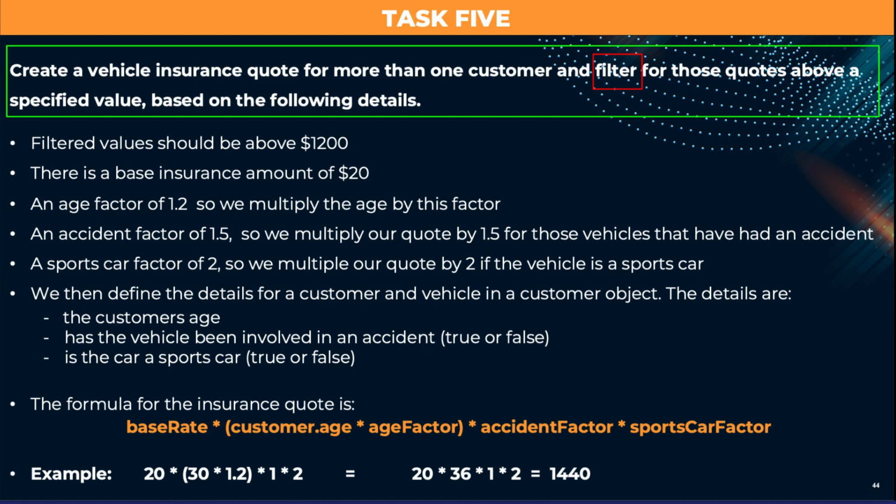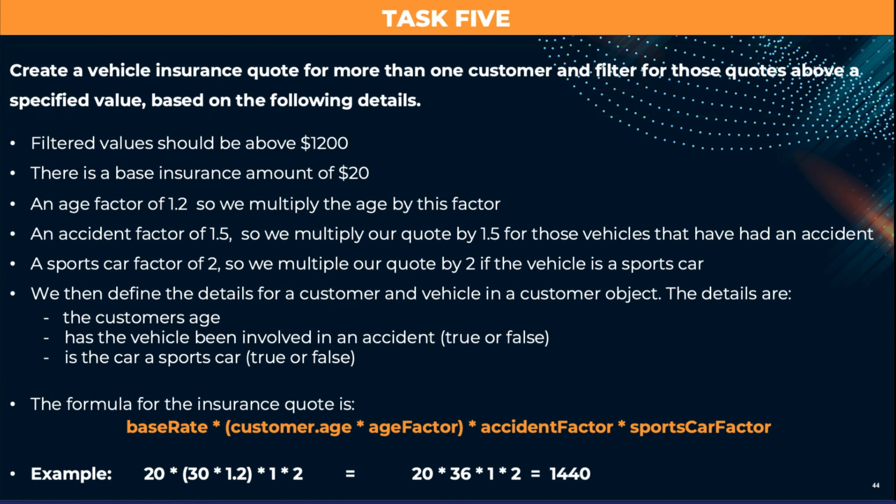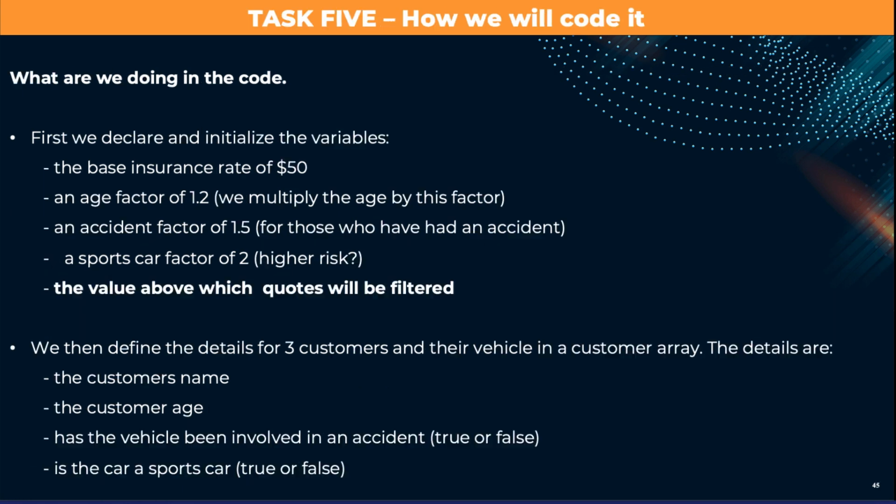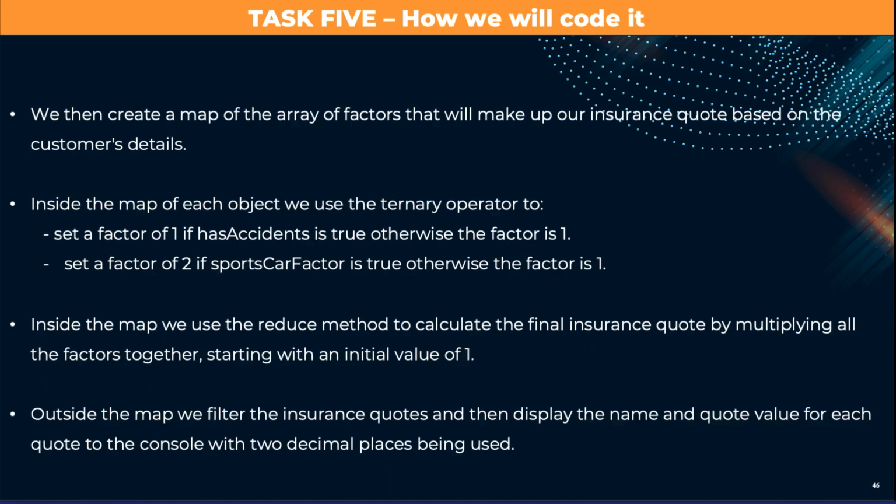So create a vehicle insurance quote for more than one customer, which is what we did in task 4, and filter for those quotes above a specified value. So the specified value is going to be $1,200. All the rest of it is exactly the same as we had. So we're going to do exactly the same as we did before.